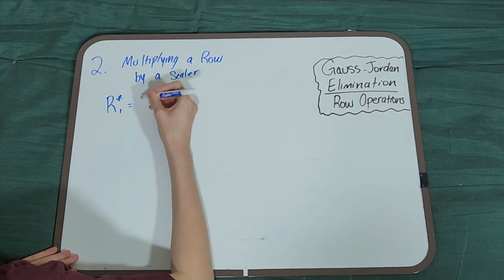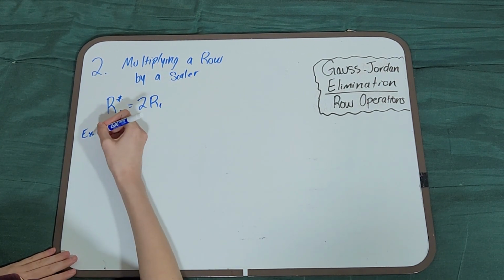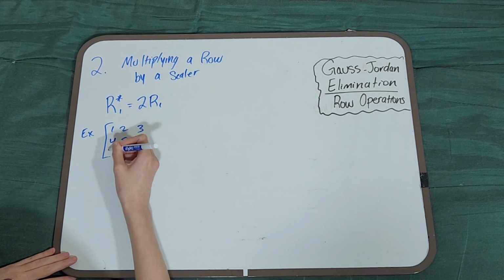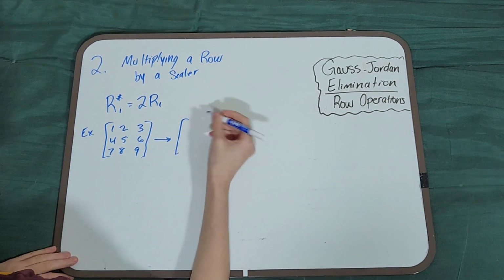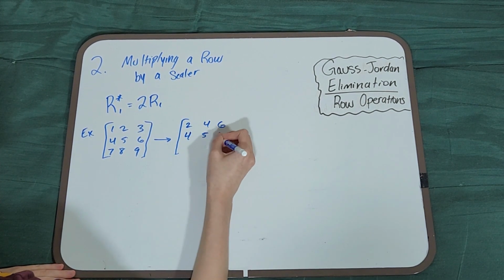The next row reduction allowed is applying a non-zero scalar. Here's an example of that and the R notation again. You simply multiply each element in the row by the same number.